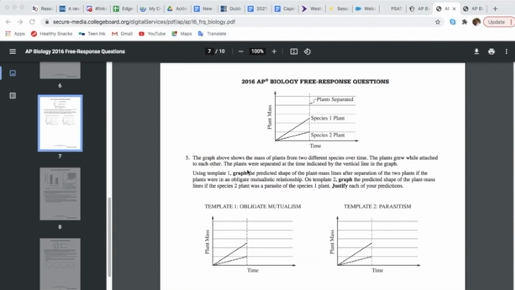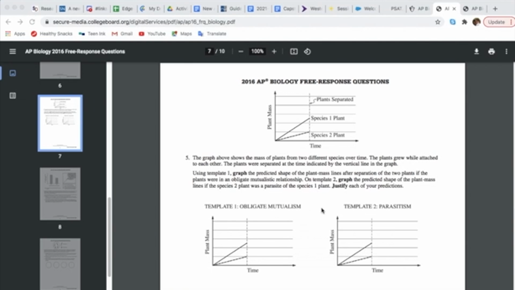Alright, so first let's circle this, right? Graph, that's the verb. They'll usually bold these words, right? So this usually implies that this is 1 point. So this would be a 3-point question. So we're graphing the predicted shape of the plant mass lines after separation of the two plants.